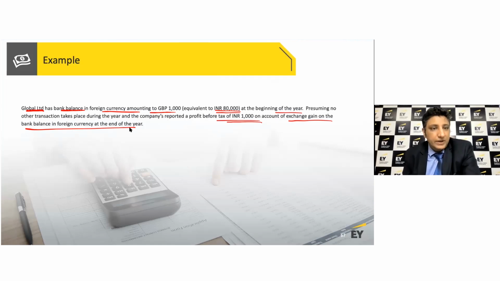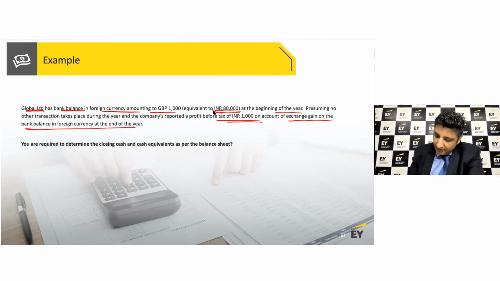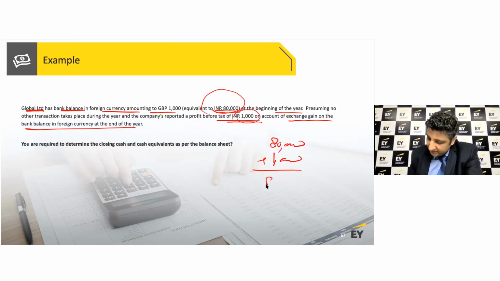Now, how are we reporting? That is the question, right? It says that you're required to determine the closing cash and cash equivalents as per the balance sheet. Now, put simply, my opening balance is 80,000. There is a gain of 1,000. I would simply add that and make it 81,000, right?